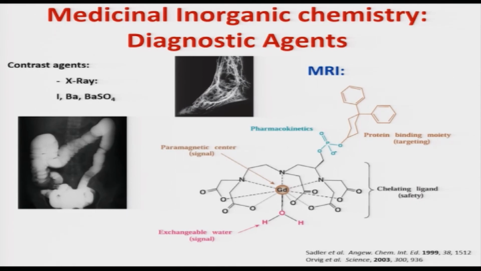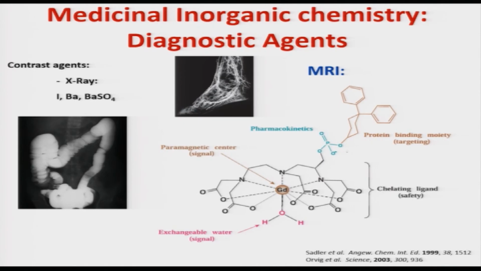For example, for X-ray, the contrast agents are iodine, barium, indeed barium sulphate is being utilized. For MRI contrast agent, this is a gadolinium complex. So, the design is such that there has to be a chelating ligand which can safely bind the metal. Here it is gadolinium, it can also be manganese. The only thing is that this has to be paramagnetic, and the water is ligated, and this binding should be weak, so that it can be exchangeable with the nearby water molecule.